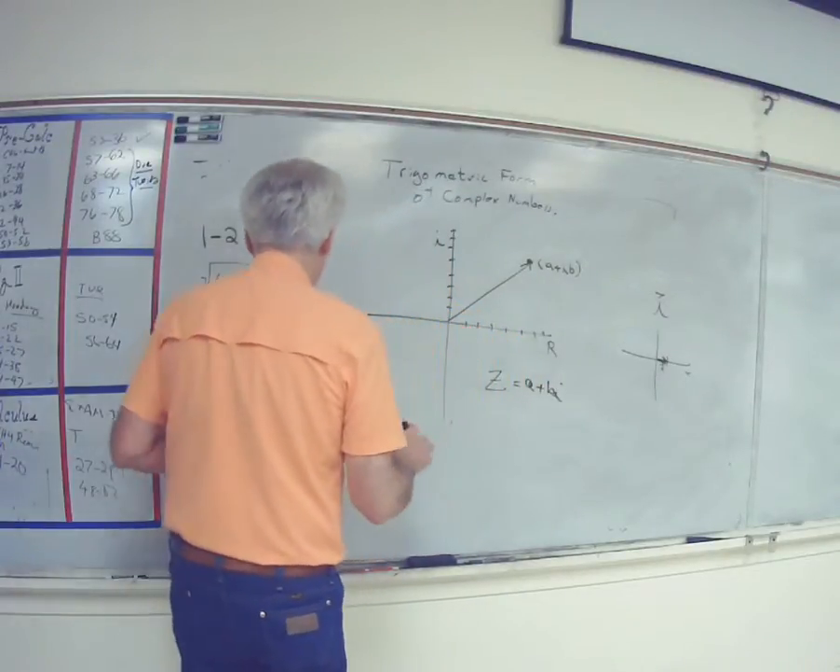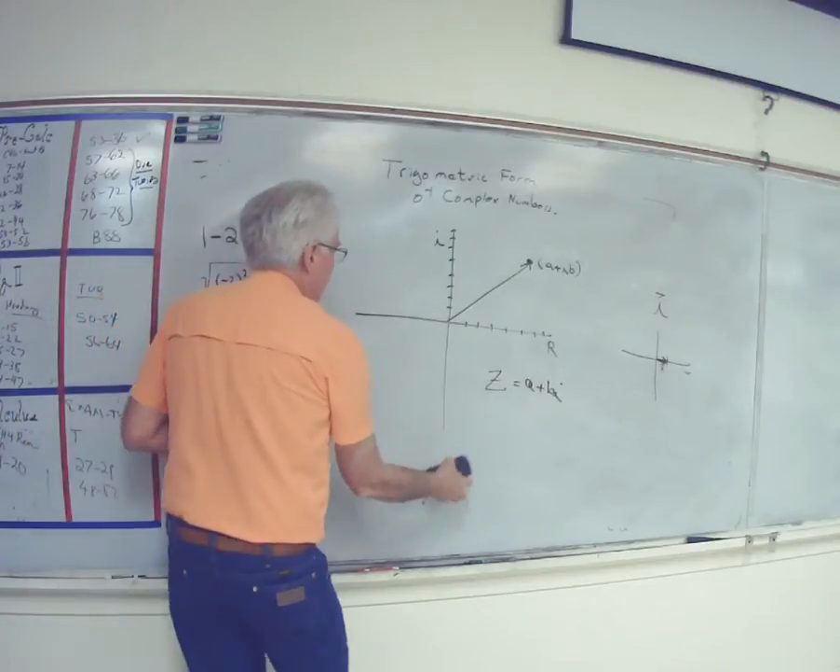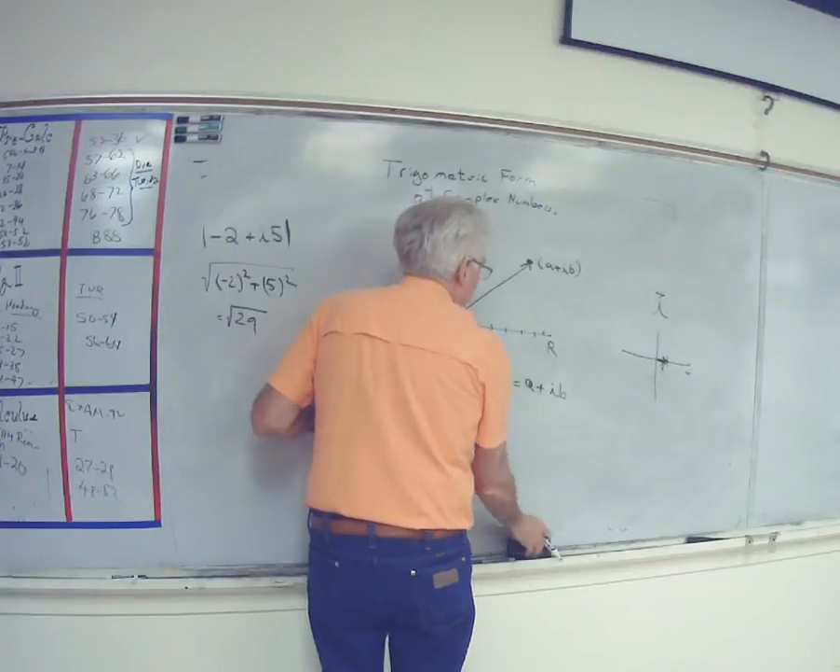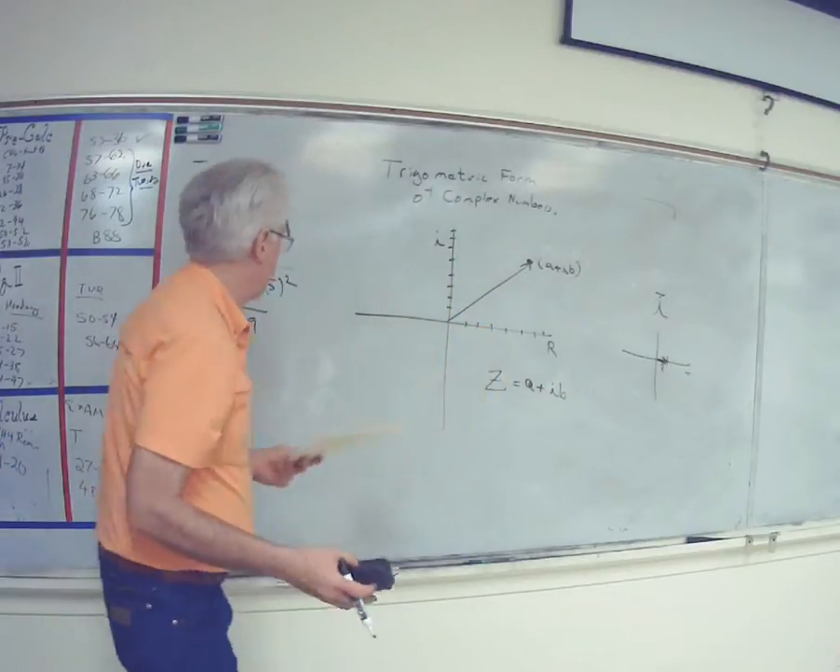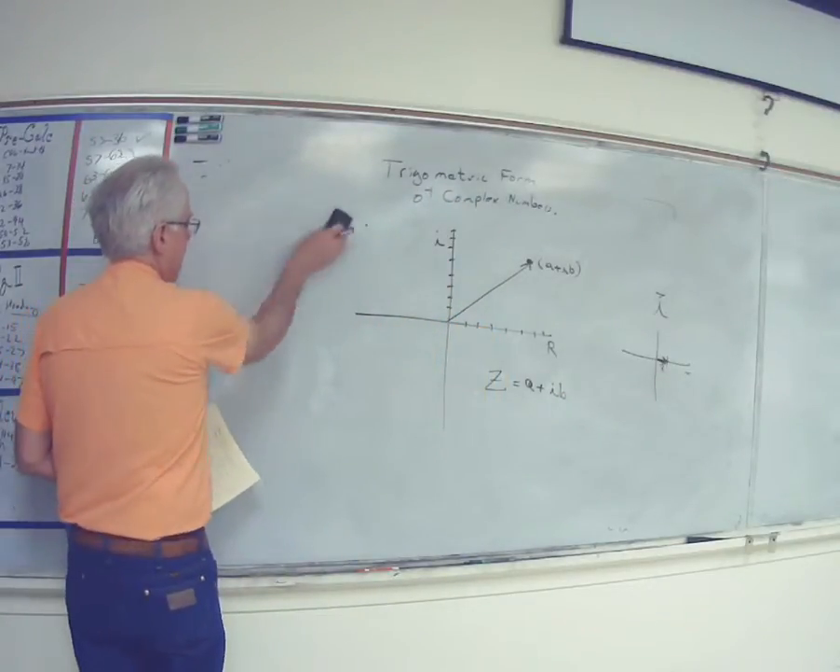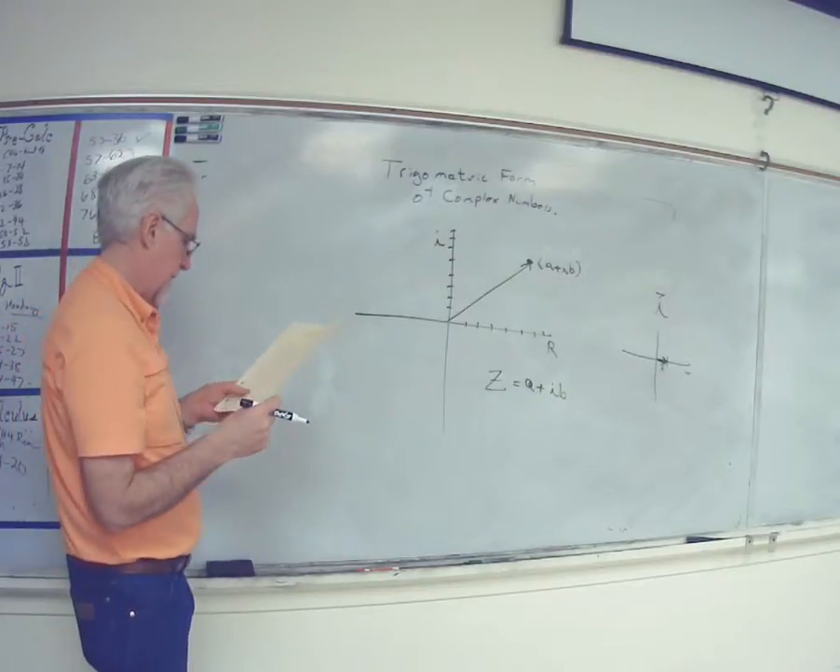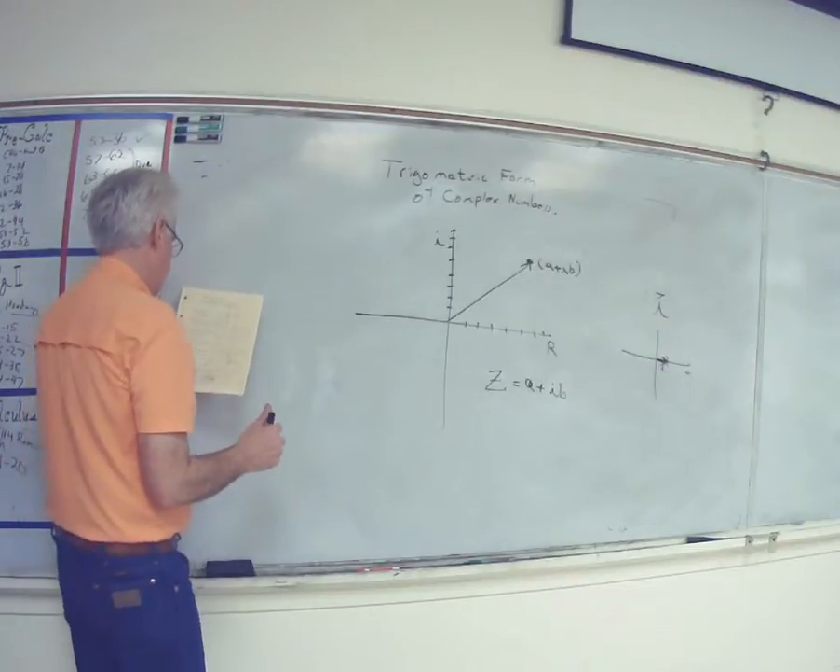Now, is it bi or ib? Actually, ib is a better way to write it, because putting that i out front reminds you that it's the imaginary number, not the vector i, and not a variable i. Okay, so let's think.